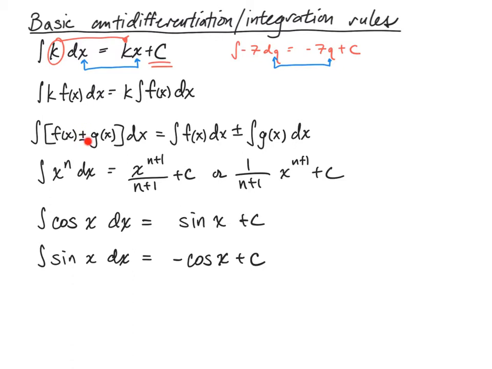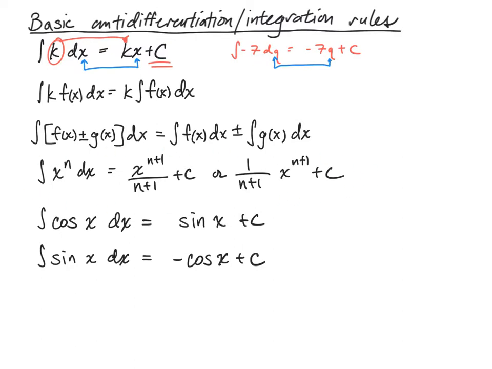Next, we have the sum and difference rule. We can either add the two or subtract the two functions and then find the antiderivative, or we can find the antiderivative of each function individually and then add or subtract them at the end. I'm going to come back to this one in a second. This one is probably going to be the most important one here.